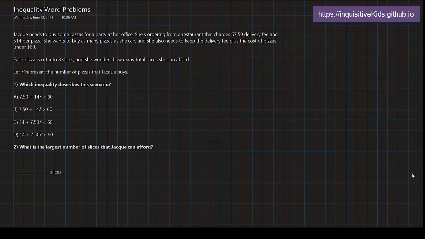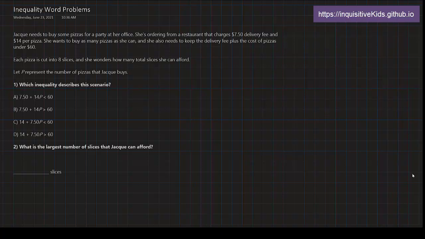So each pizza is cut into 8 slices, so she wonders how many total slices she can afford. Let P represent the number of pizzas that Jacque buys. And we have 2 questions. 1. Which inequality describes the scenario? And 2. What is the largest number of slices that Jacque can afford?